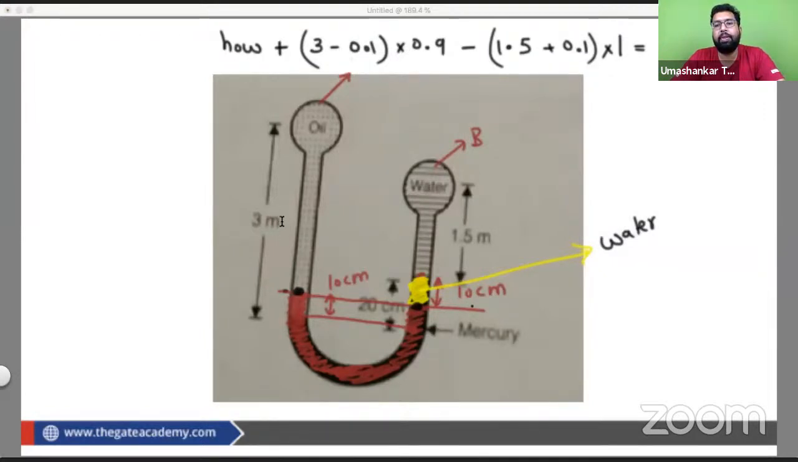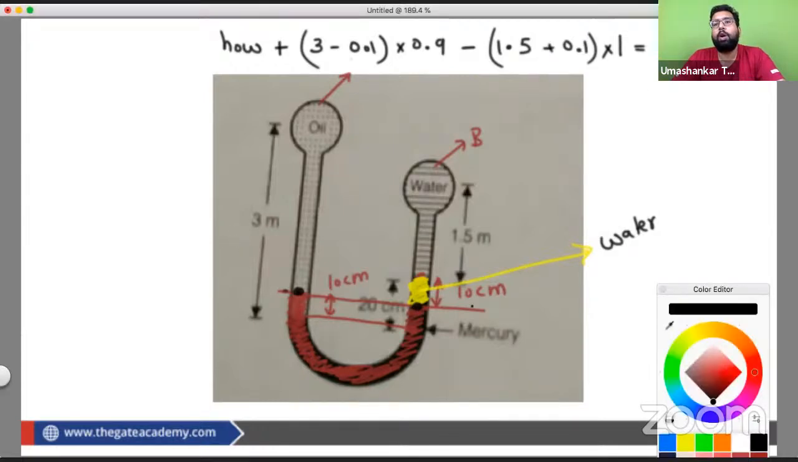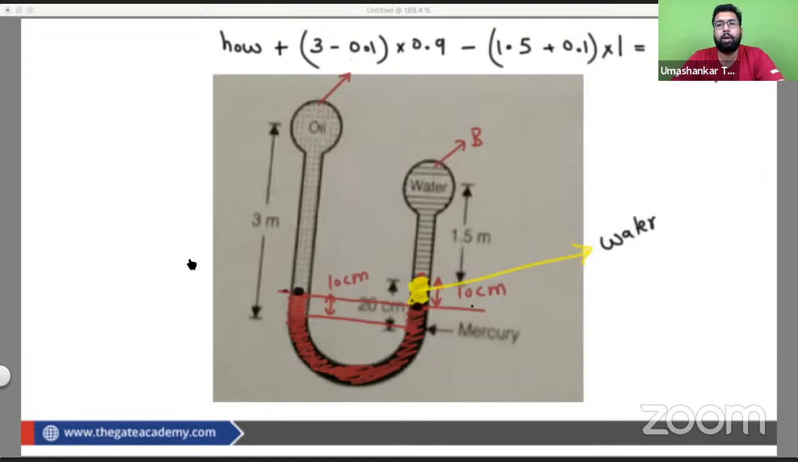Now please answer me if it is clear or not. Or we can call it HBW1, whatever we want. Please answer me if it is fine or not. Is it clear up to this point or not?